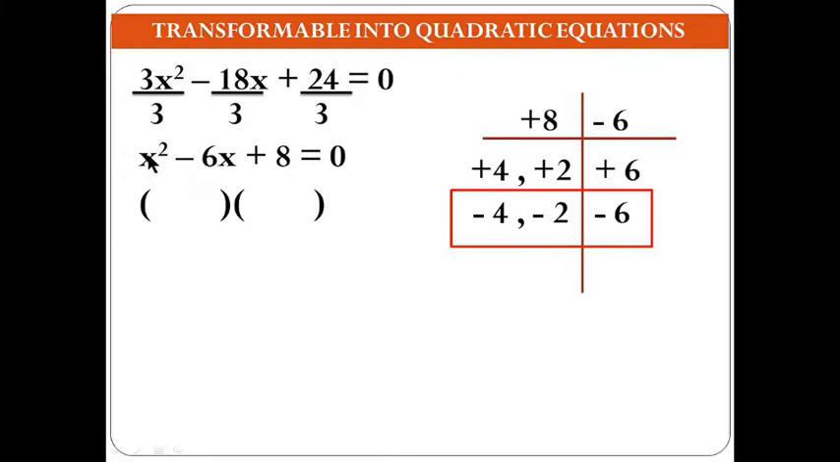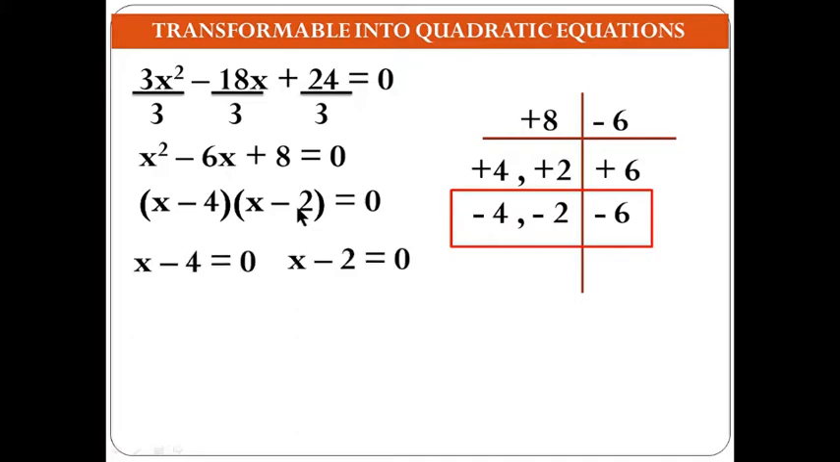So, get muna yung quadratic term, factor ng quadratic term ay x and x. And itong dalawa, negative 4, negative 2. Then, next one is equate both binomials with 0. Then, get the values of x. So, from negative 4, transpose sa right side, magiging positive. From negative 2, transpose sa right side, magiging positive.